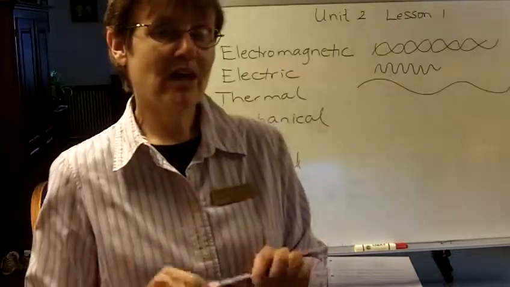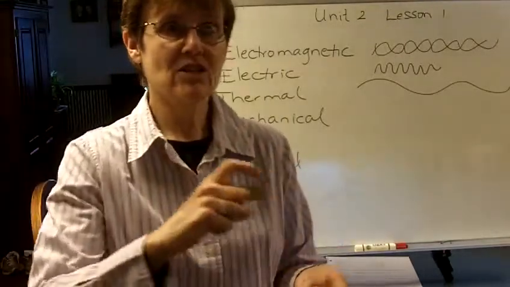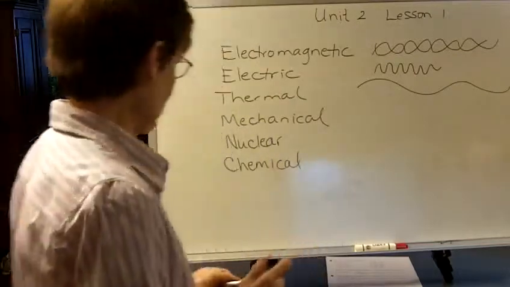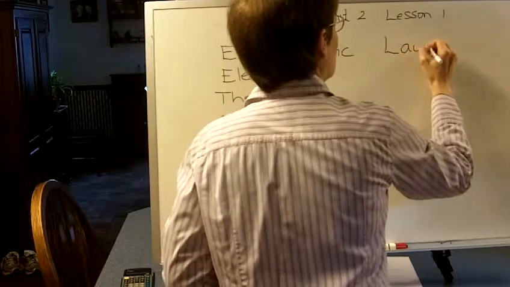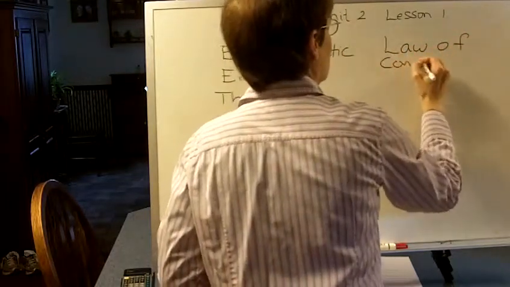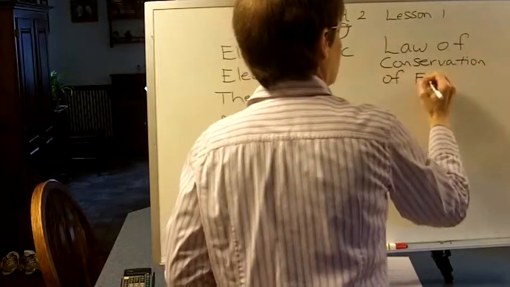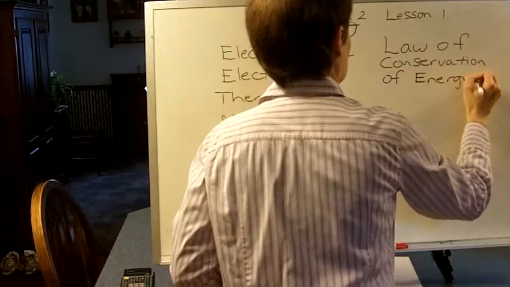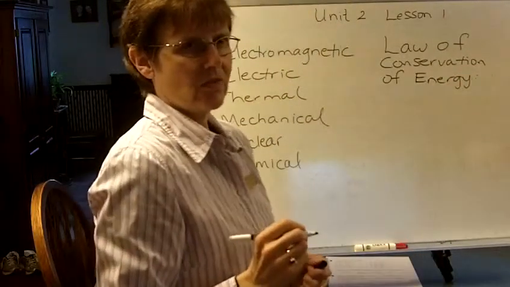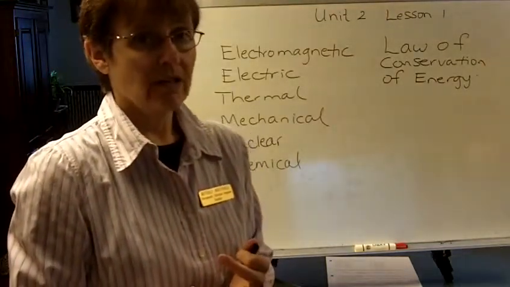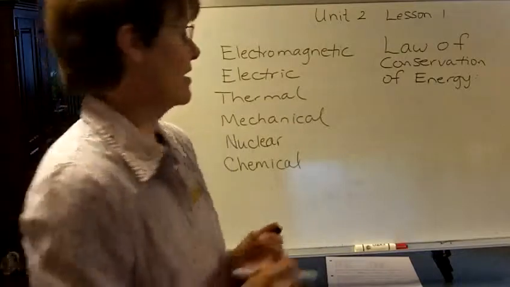So let's talk a little bit about transitions from one form of energy to another, because that can happen. We have this thing called the law of conservation of energy. And the law of conservation of energy says that energy cannot be created or destroyed in any physical or chemical process.